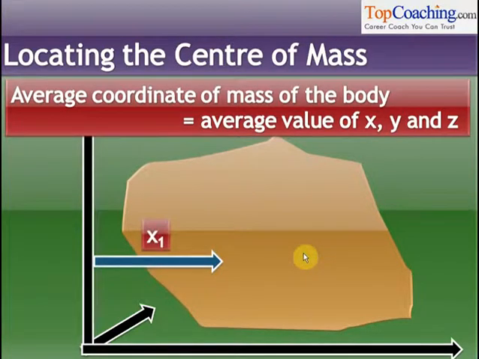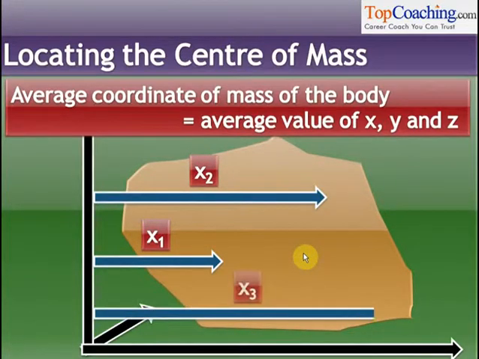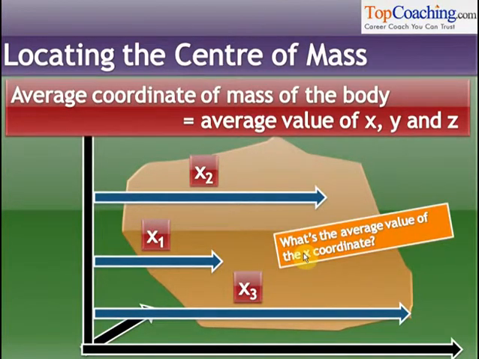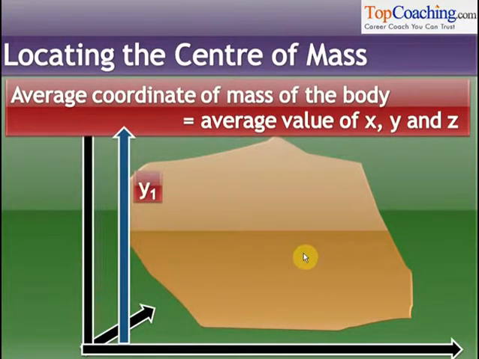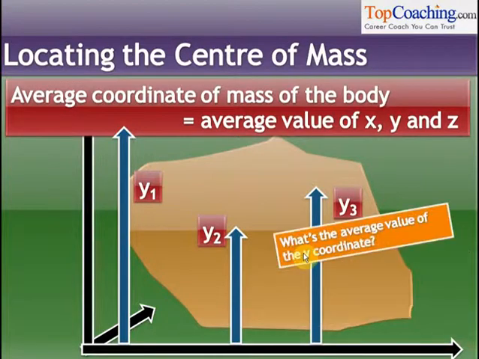You see, there will be some mass concentrated at a distance x1 from the y-axis. There will be some more mass concentrated at a distance x2 from the y-axis. There will be some more mass of the rock at a distance x3 from the y-axis. What's the average value of the x coordinate at which the mass is concentrated? Similarly, at a distance y1 from the x-axis, there will be some mass of the body. At a distance y2 from the x-axis, there will be some mass of the body. At a distance y3 from the x-axis, there will be some mass of the body. Again, what's the average value of the y coordinate at which the mass is concentrated? The average value of the y coordinate of the body.